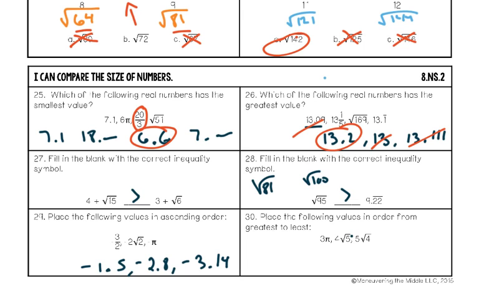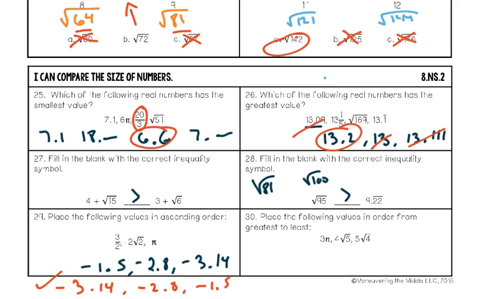So when it says list them in ascending order, that means it's getting bigger, least to greatest. So right now they're in descending order because they get smaller. So ascending order would be the opposite. So you would have negative 3.14 is the smallest number, then negative 2.8. So remember, the bigger the negative, the smaller the number. So this would be the correct answer.